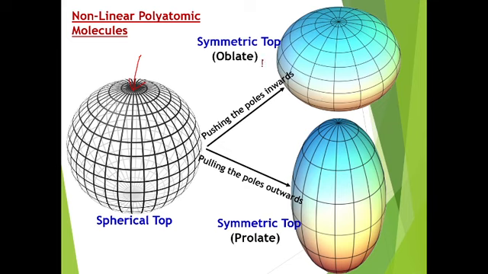This is called the oblate symmetric top structure. And if the spherical top is pushed at the poles in the outward direction like this, that gives the prolate type of structure. This structure is called an oblate, and this structure is called a prolate symmetric top molecule.